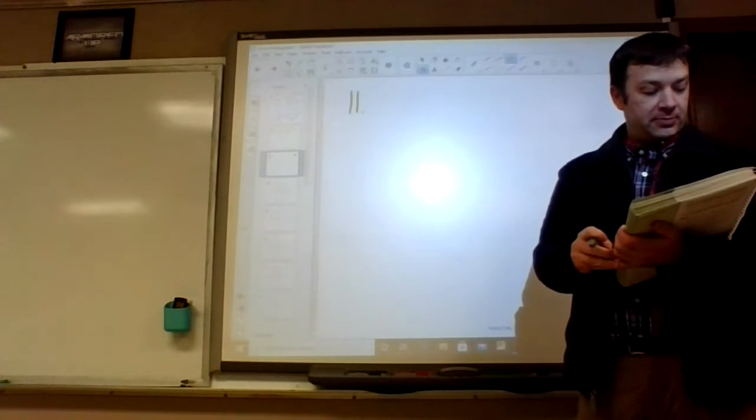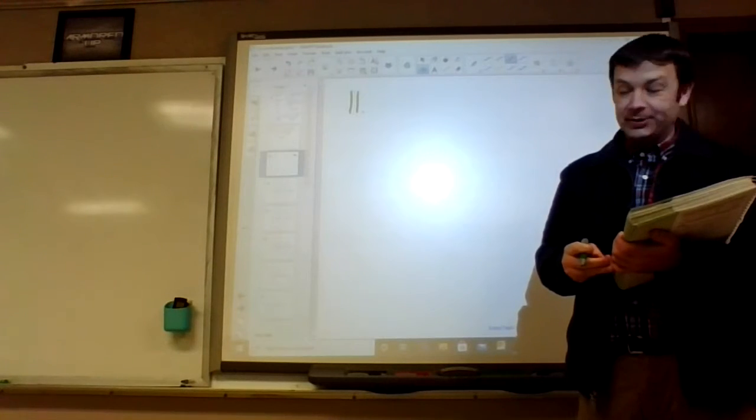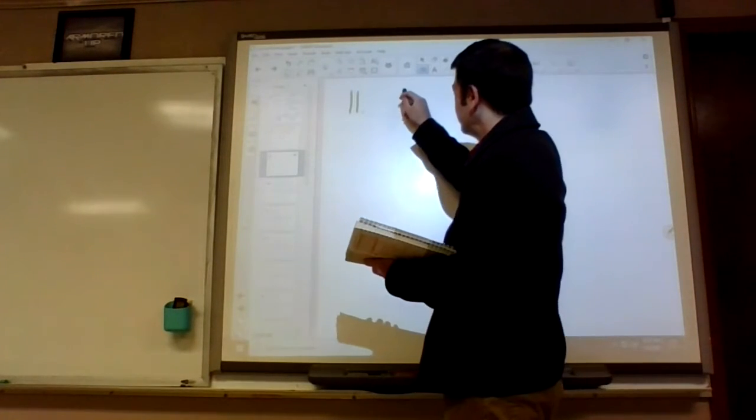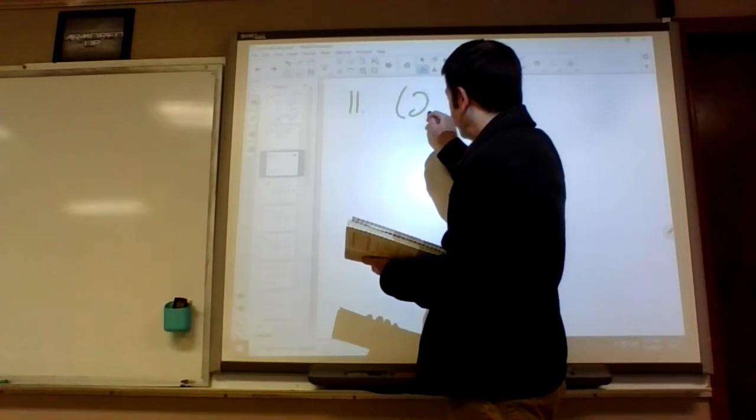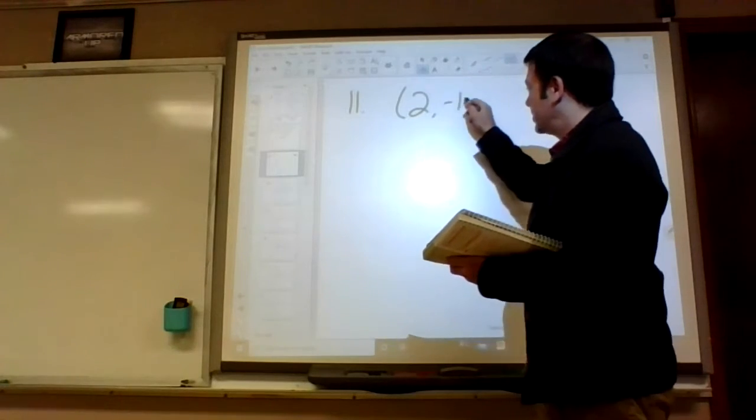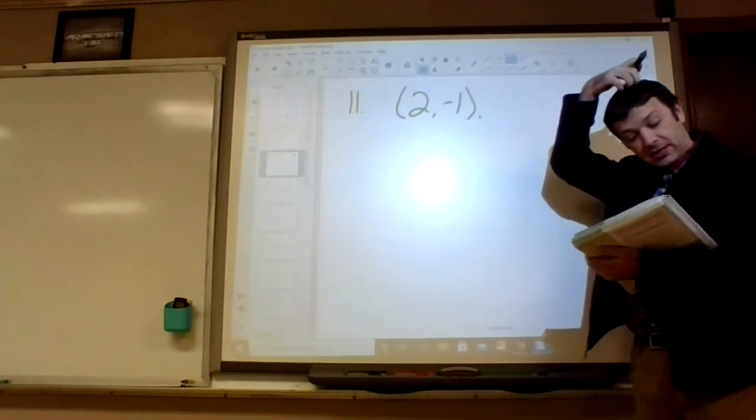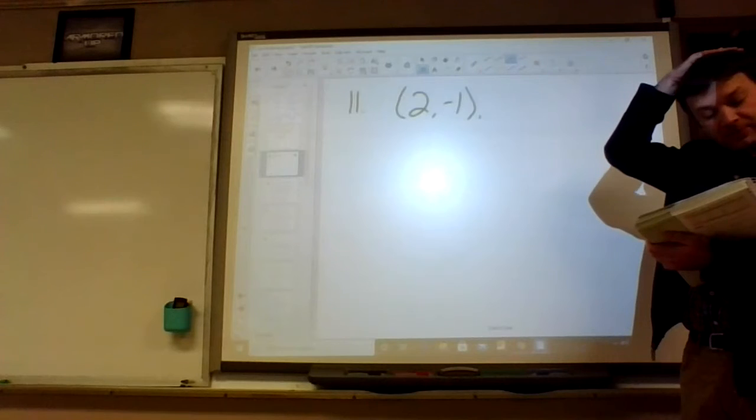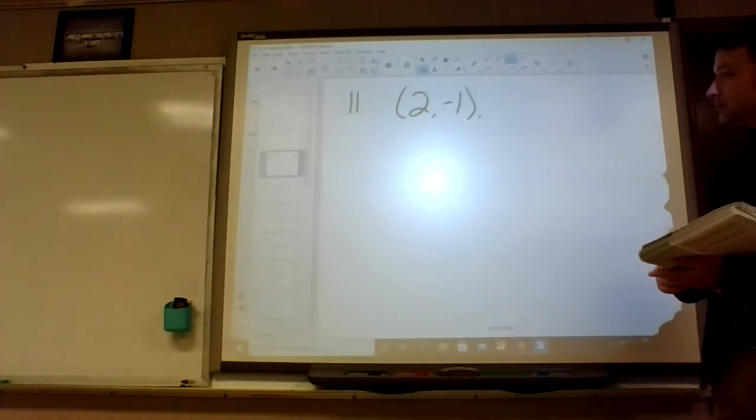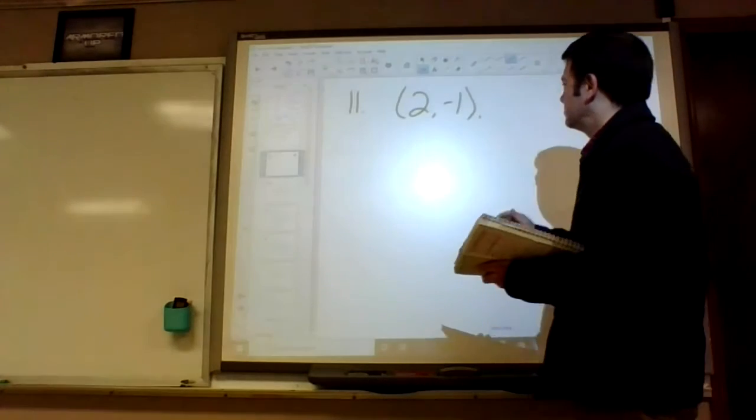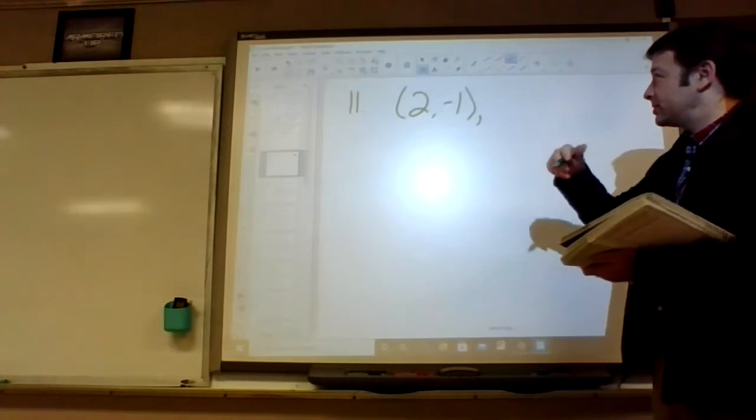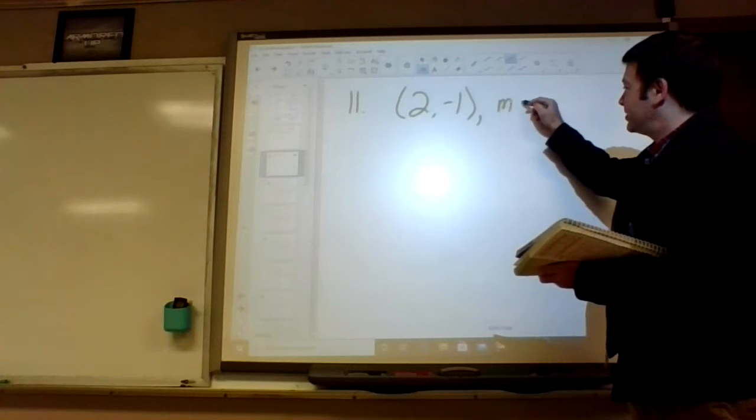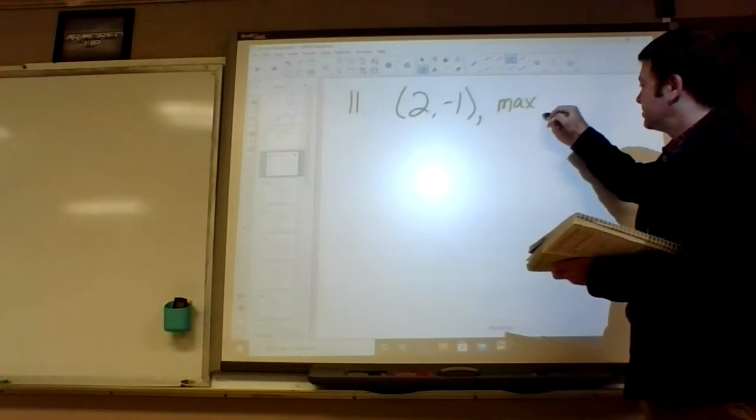Okay, Brady, on number 11, what's the vertex? 2, -1. Okay. Is it a maximum or minimum point? Minimum? It's at the top of the parabola, right? Oh, so the vertex, okay, yeah, if it's at the top of the hill, it's the max. Okay. So you can put max.